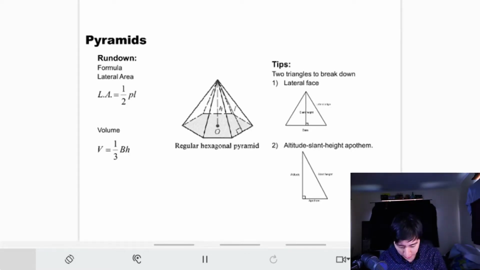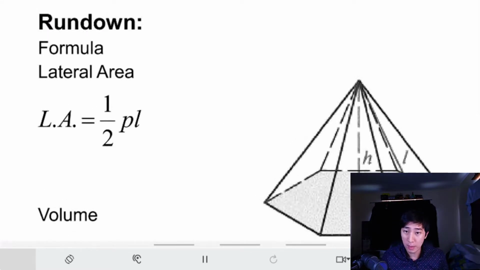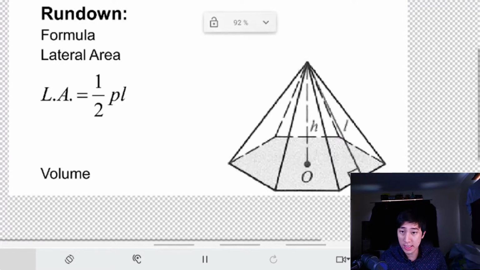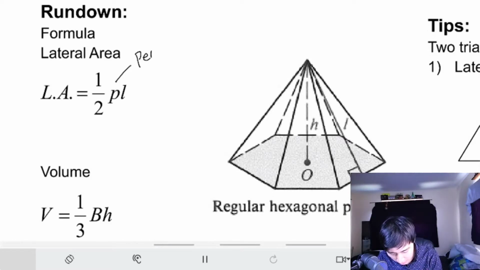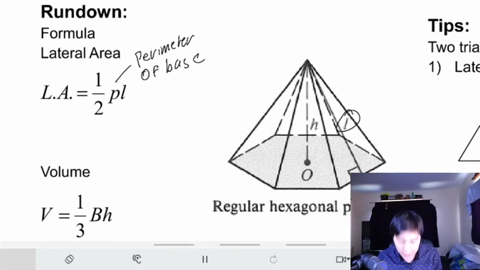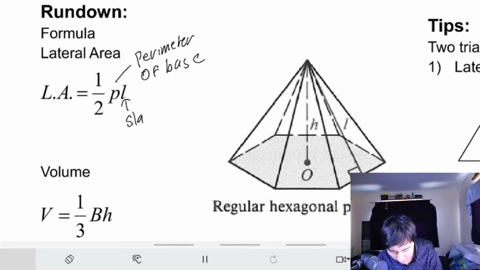Next, we're dealing with formulas. Number one, we have our lateral area formula. Basically, all the lateral area is doing is taking all of your lateral faces and adding up the areas. The way we're going to do that is with the formula: the lateral area is equal to 1/2 P L, where P stands for perimeter of base, and L is, again, your slant height over here. So it's 1/2 perimeter of base times your slant height.